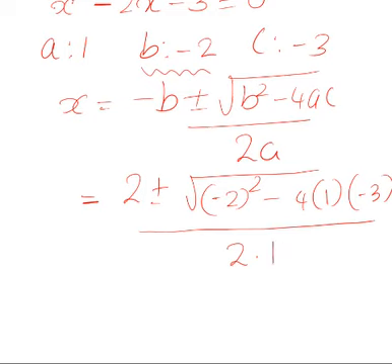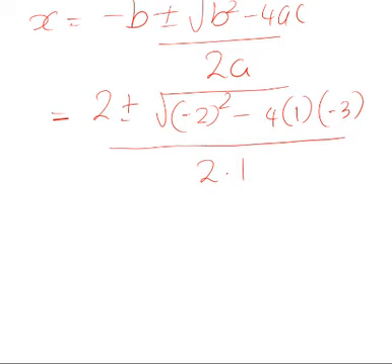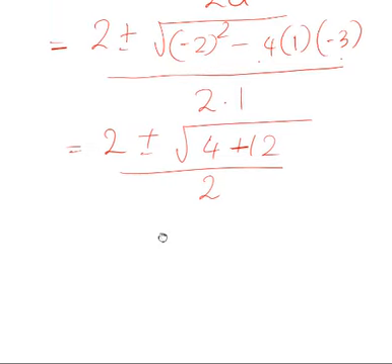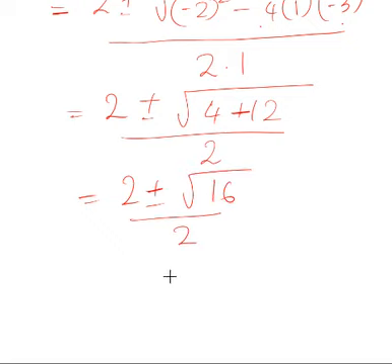into 1. Okay, so in the next step we can write this is equal to 2 plus or minus root 4, then negative 4 into negative 3, that is positive 12, so plus 12, divided by 2. So this is equal to 2 plus or minus root 16 over 2, which is equal to 2 plus or minus root 16 is 4 over 2.